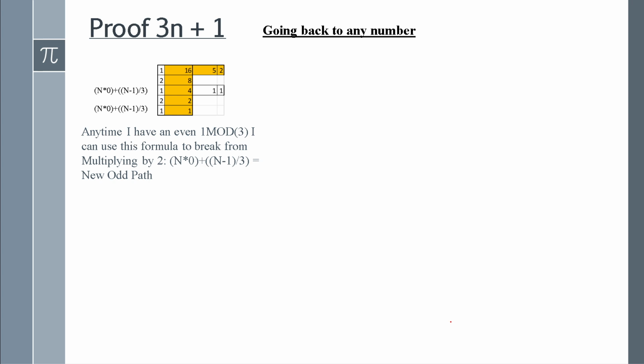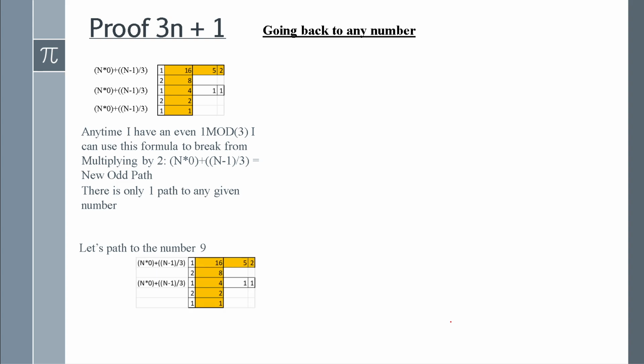So 1 is capable of doing this, but every other number is going to be a 1 mod 3, so I can break out to 5. Right, so there's only one path to any given number. So let's look at the number 9, right? So when I start at number 1, I can break out at 4, but that's just going to send me back to 1. So I have to break out at 16 to 5.